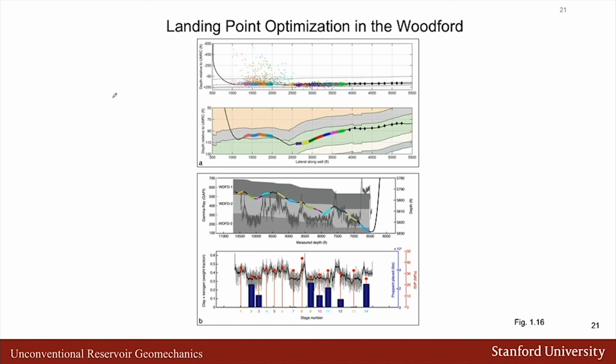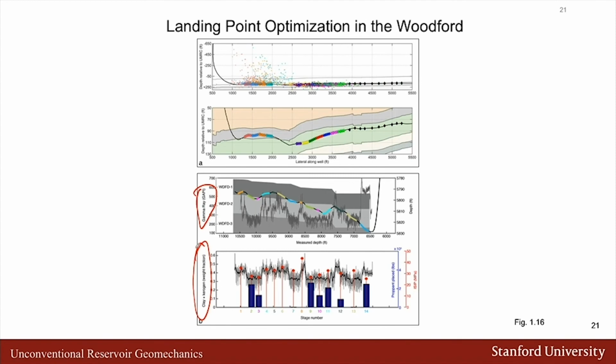The lower case is from the Woodford Formation in Oklahoma, and you can see there that they wanted to stay in that middle formation, which was optimal. The log that's shown in this cross section is gamma ray, but down here they're actually using spectral gamma, and they're showing the total clay plus kerogen content.